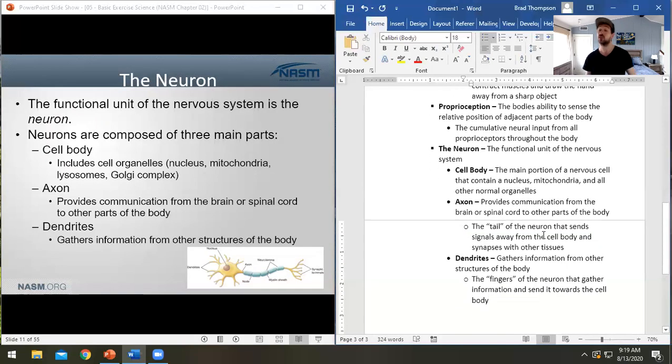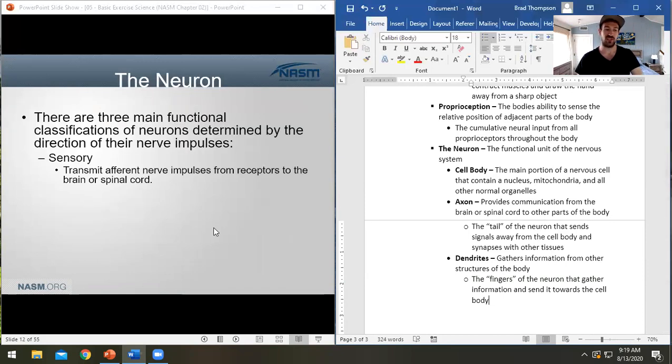So your dendrites are going to gather that information. It's going to run in, and then it's going to head down the tail, right? Like if I looked like a neuron in a Y shape, I'd gather information from here, or maybe I'd gather it from here. It would come to my center and then head straight out the tail. And then it would synapse with another neuron. So that is what's kind of cool there.